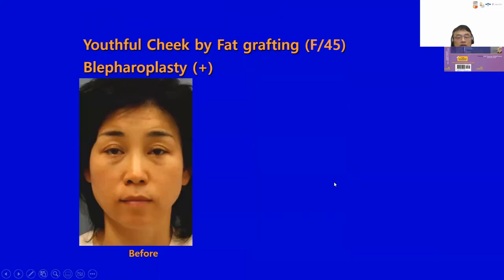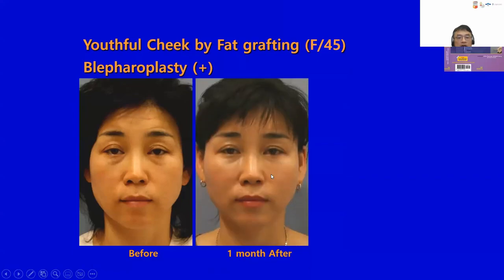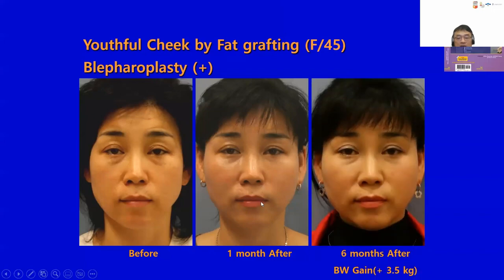This is a 45-year-old lady who wanted a small and charming appearance. I did blepharoplasty and fat grafting together. One month after, her total facial contour was significantly changed. Even though she gained 3.5 kilograms, 6 months after, the effect is still maintained. There's no sagging appearance, and she has a lifted appearance and V-shaped lower face contour.